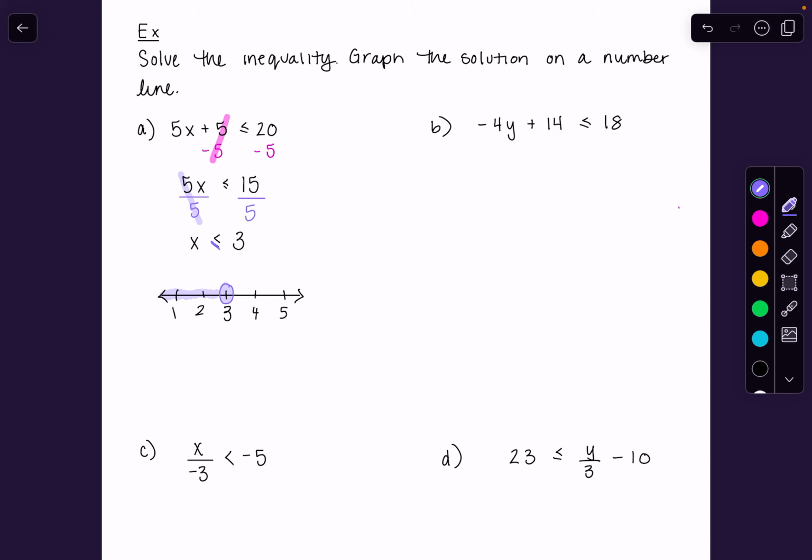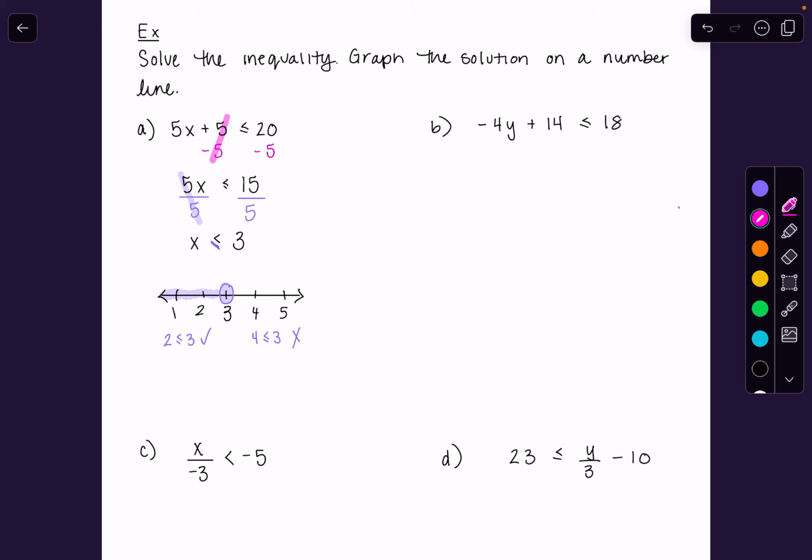And what you can do to check that this works is you can pick one of the values on each side and see, does it give you a true statement? So if I try to plug in 2, 2 is less than or equal to 3 is true. But if I plug in 4, 4 is less than or equal to 3 is false. So that also tells me which side is going to be shaded.